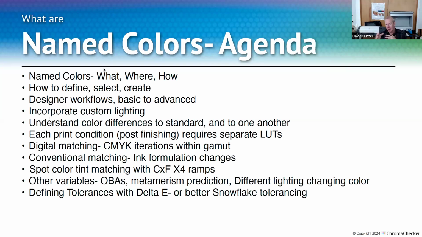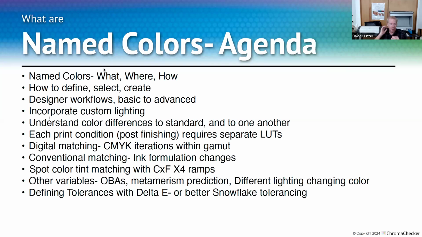Then we'll talk a bit about matching named colors on digital devices, and these digital devices can be CMYK digital devices, CMYK plus orange, green, violet digital devices, red, green, blue digital devices, really doesn't matter. Then we'll dab a little bit into how you match these colors with conventional printing, whether you're doing flexo or offset, where you're customizing a specific ink for the color.